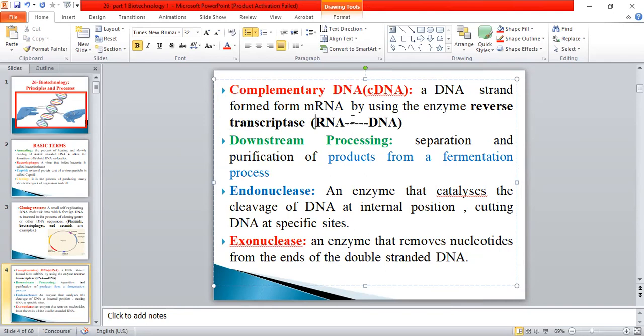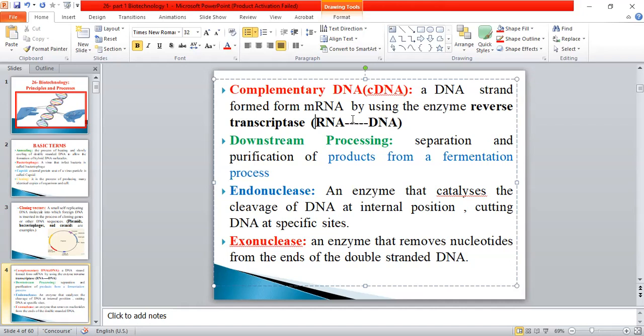Downstream processing, another process, is also very, very important. It is the separation and purification of the product from the fermentation process. Downstream processing is also present in the DNA replication process. We already studied those things also. Okay.